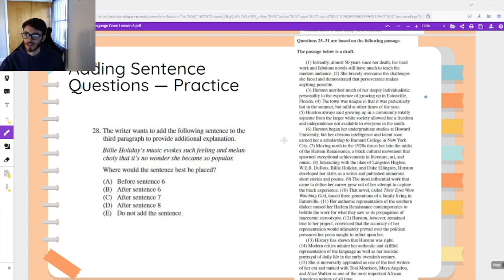And actually, I should also say, it is also asking about whether or not, right? Because E is do not add the sentence. So it's asking about both. I don't know if you got that tidbit or if you paused it already, but yeah.